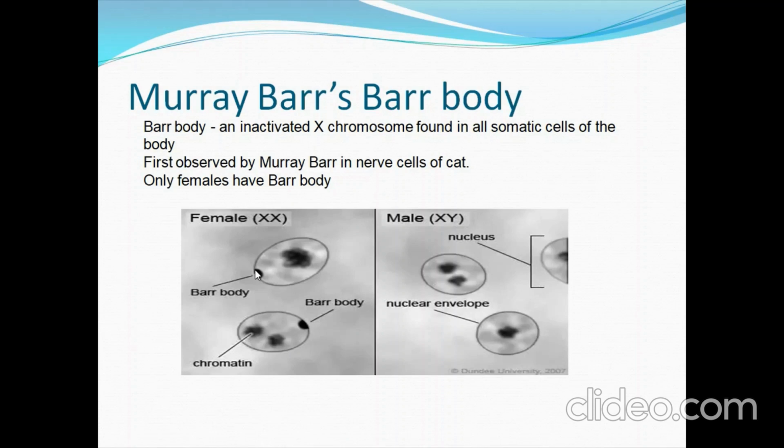Now these two discoveries were very important and led to the idea of sex determination. So you can see only females have the Barr body; males lack the Barr body because males have only one X chromosome.